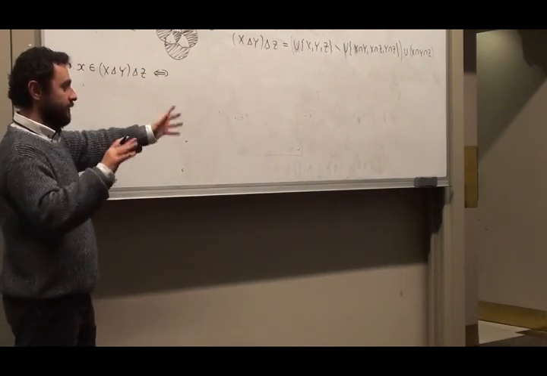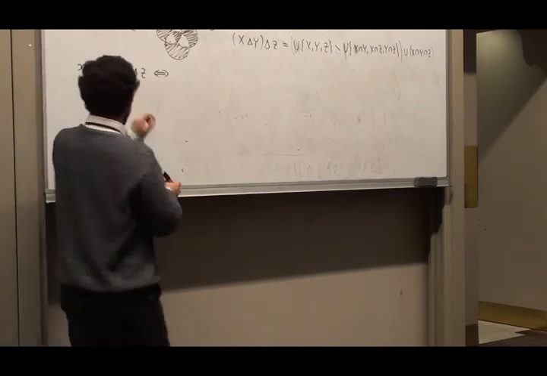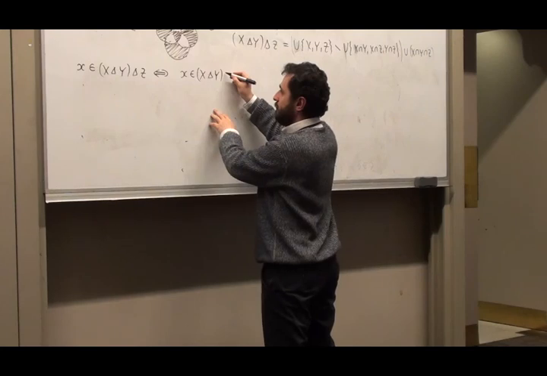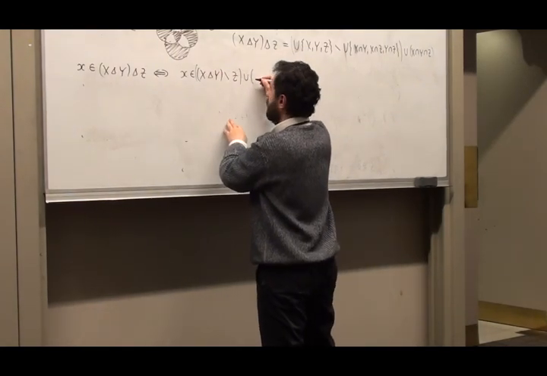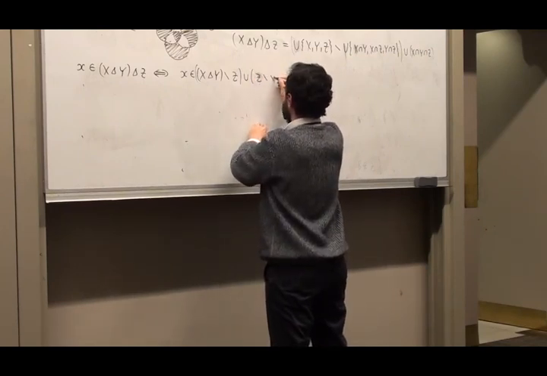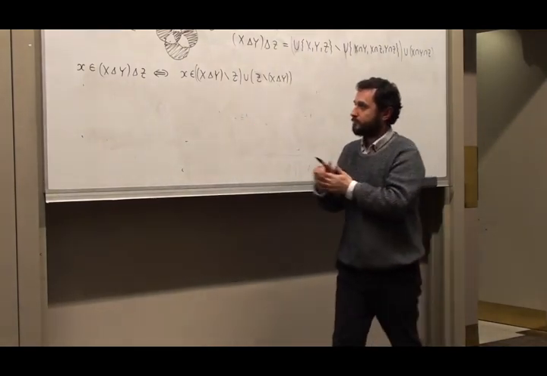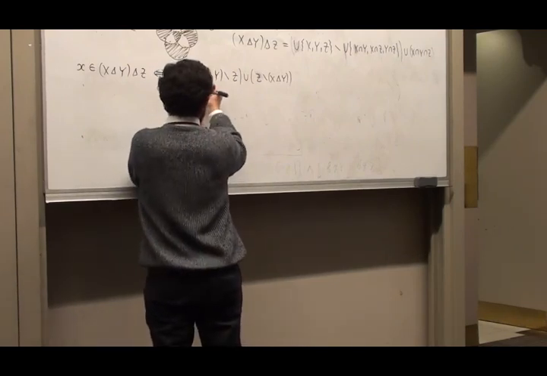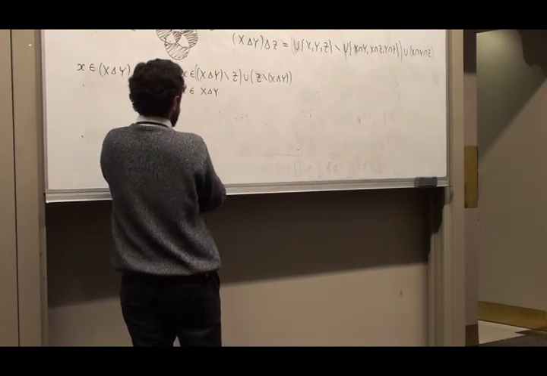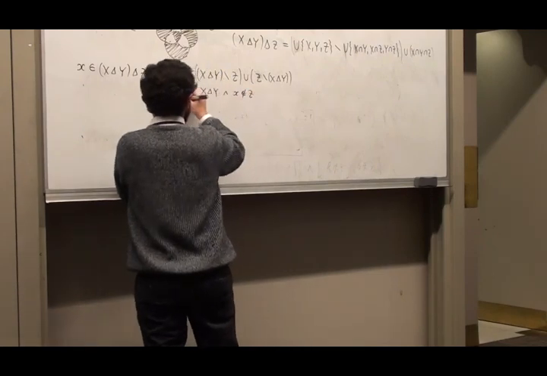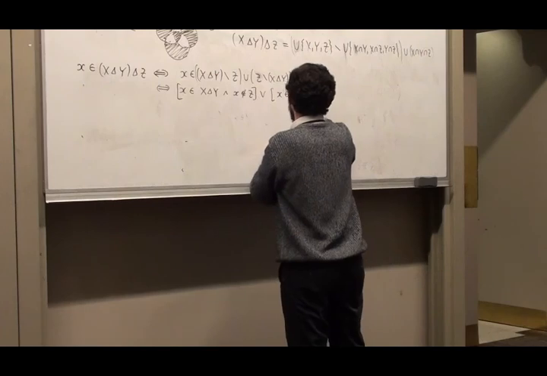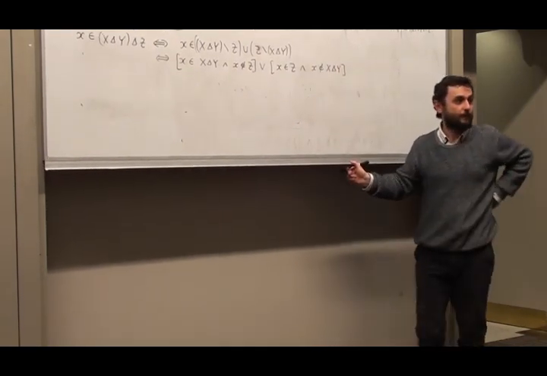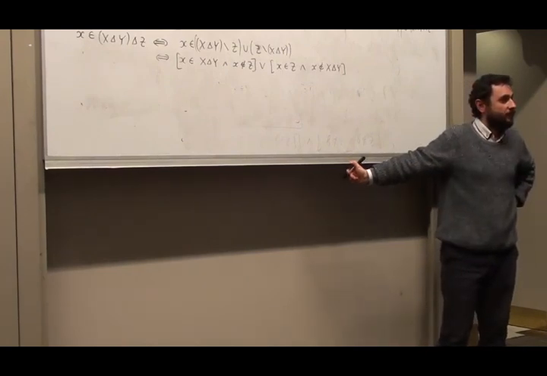Since in the previous proof we used the other one, let's use the other one here. So let's use this one. x is an element of (X symmetric difference Y) minus Z, union with Z minus (X symmetric difference Y). And so we get x is an element of X symmetric difference Y and x is not an element of Z, right? Or x is an element of Z and x is an element of X symmetric difference Y. Everyone fine so far?